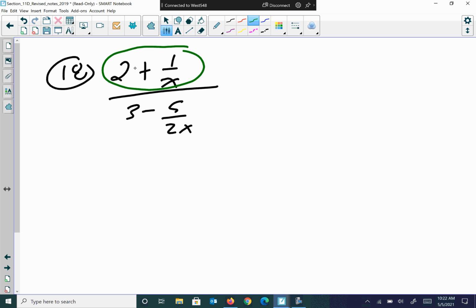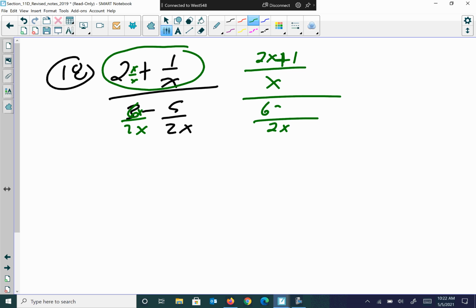I'm going to multiply this by x over x. So I'd get 2x plus 1 on top over x. And on bottom, my denominator is going to be 2x. So I'm going to make this 6 over 2x, 6x over 2x. Then I get 6x minus 5 right there. Multiply by the reciprocal, 2x plus 1 over x times 2x over 6x minus 5.